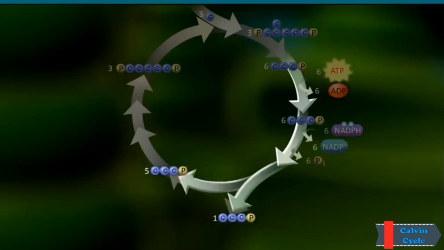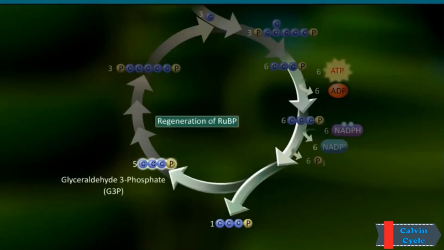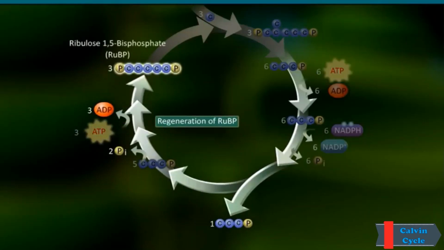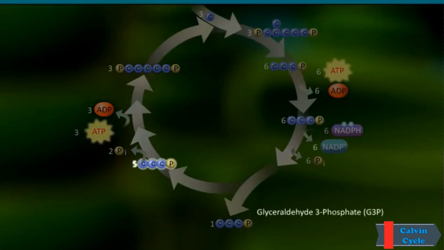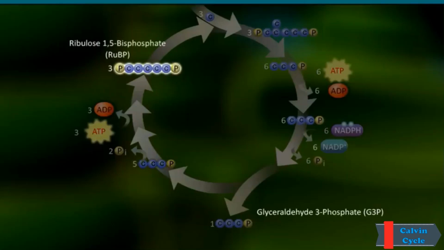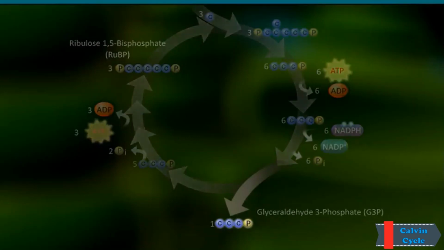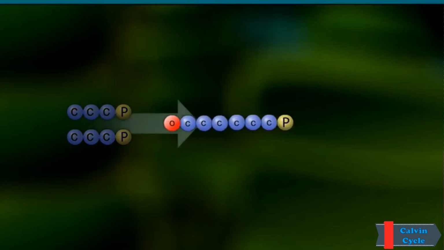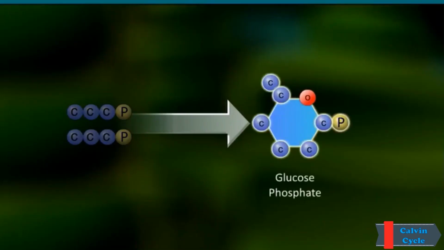In the third step, ribulose 1,5-bisphosphate is regenerated for every turn of the cycle. 5 molecules of glyceraldehyde 3-phosphate are used to reform 3 molecules of ribulose 1,5-bisphosphate. The remaining glyceraldehyde 3-phosphate is then used to make glucose, fatty acids, or glycerol.